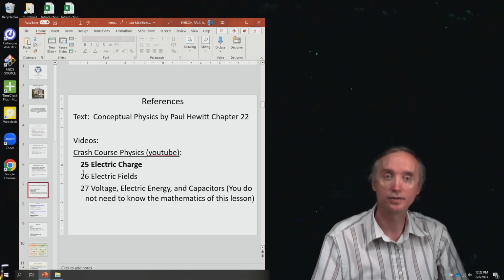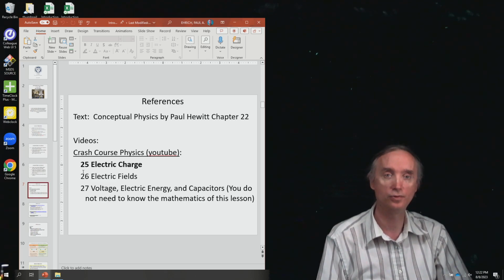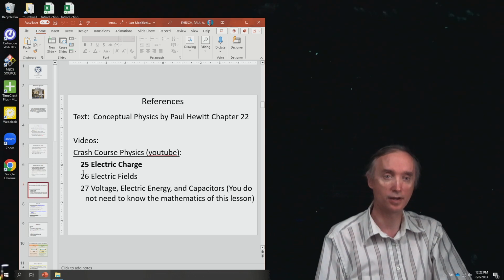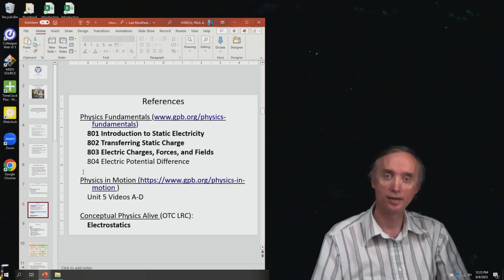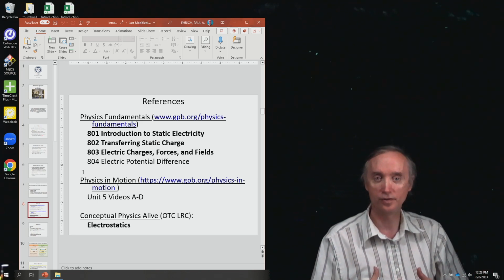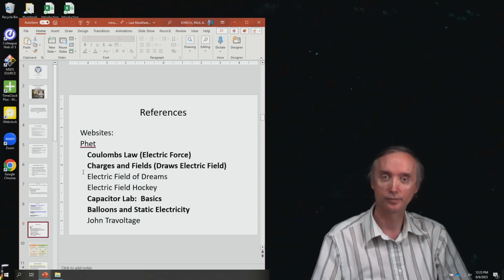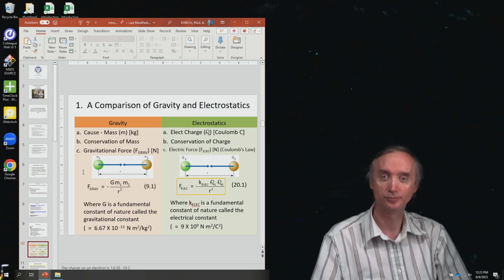So this is going to be from chapter number 22 from your textbook. And then also, if you've got time, it's a good idea to do these crash course episodes because they will help to expand your knowledge of this. And then I know that you don't have anything else better to do, so also do the physics fundamental stuff. And then for good measure, go ahead and do the physics in motion. So lots of videos that you can be watching that will help you to understand this material. Okay, and then the PhET videos as well, or the PhET simulations.